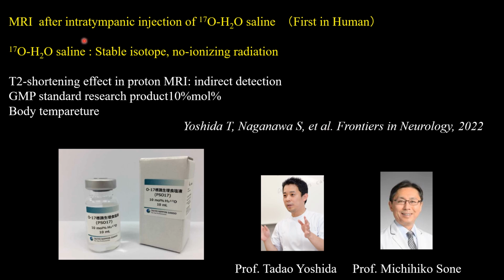So let's talk about the intratympanic injection of O17 water, first in human. Of course, this is stable isotope and T2 shortening effect in proton MRI. We used a 10% molar tracer.